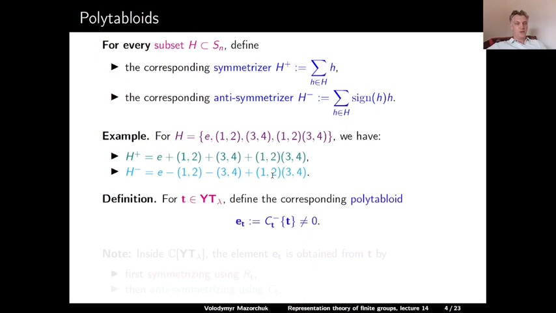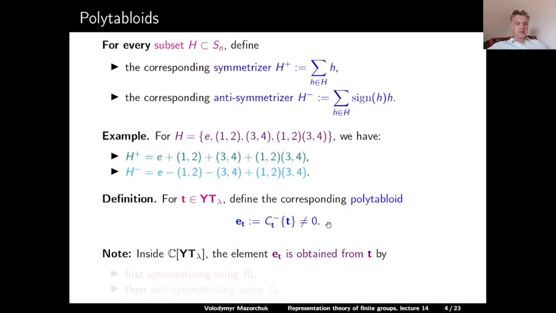So now we can define polytabloids. Definition: for a Young tableau T of shape lambda, define the corresponding polytabloid ET as the image of the tabloid of T under the action of the antisymmetrizer corresponding to the column stabilizer of T. Note that, by the definition, the original tabloid of T appears in the polytabloid ET with coefficient 1, because any non-trivial element of the column stabilizer swaps two elements in different rows of T and so maps it to a different tabloid. In particular, the element ET is non-zero for any T in YT lambda.